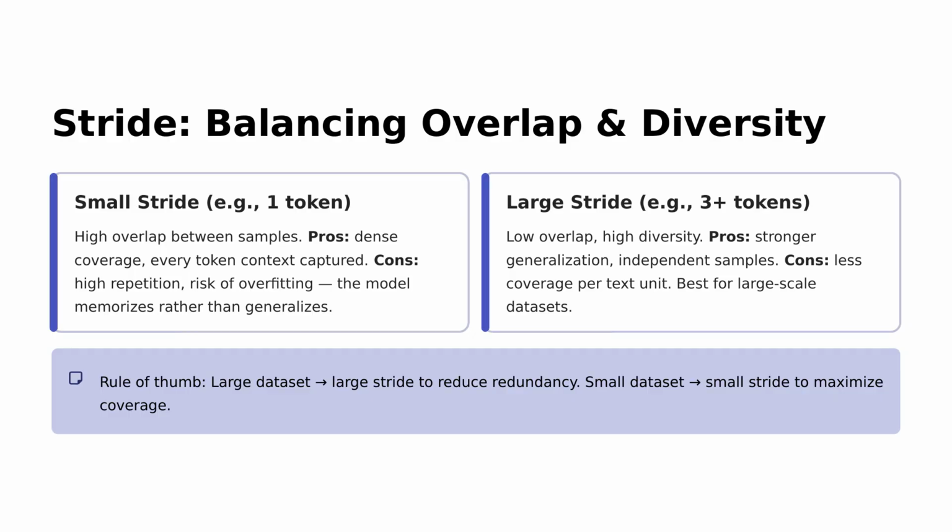training. In this slide, we explore the concept of stride in data processing, focusing on balancing overlap and diversity. A small stride, like one token, provides dense coverage by capturing every token context, but risks overfitting due to high repetition. Conversely, a large stride, such as 3 or more tokens, offers greater generalization and diversity, though with less coverage per text unit. The takeaway? Use a large stride for big datasets and a small stride for smaller ones to optimize results.